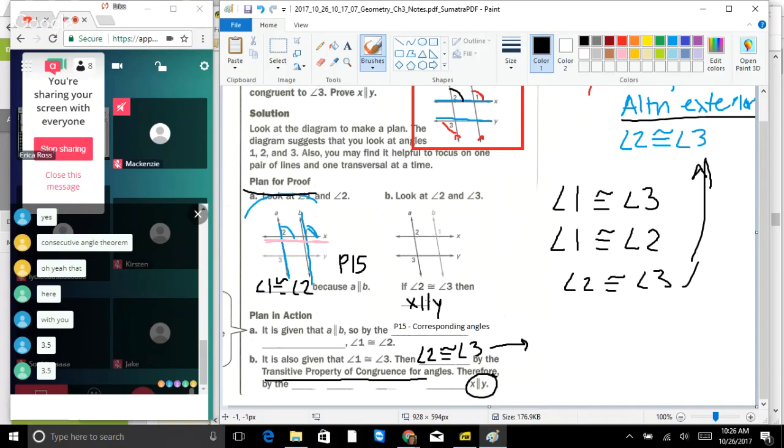I agree with you. By theorem 3.5, which is alternate exterior angles converse. So if alternate exterior angles are congruent, then the lines are parallel.